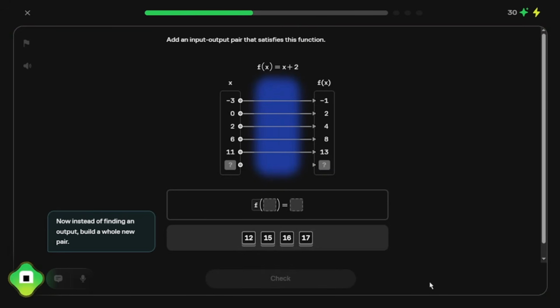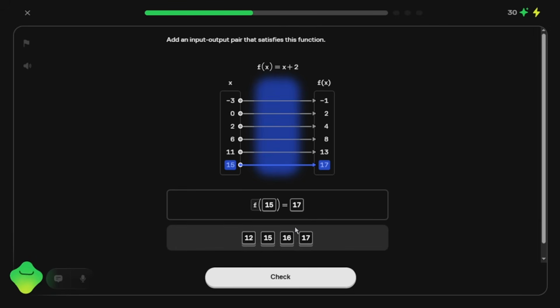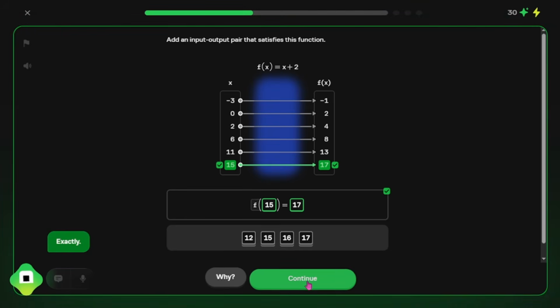Now, instead of finding an output, build a whole new pair. So I can build my whole new thing. That's simple. This can be 15 to 17. Maybe that's the whole thing, because I can't do anything else, it's just adding 2. Very simple. Exactly.